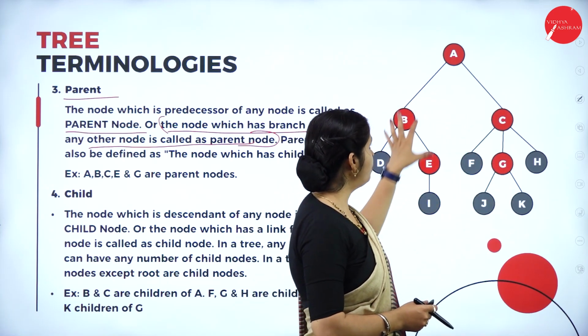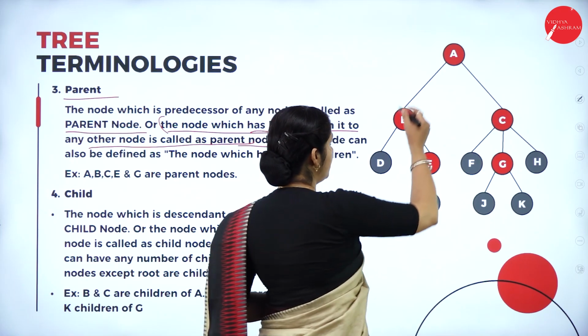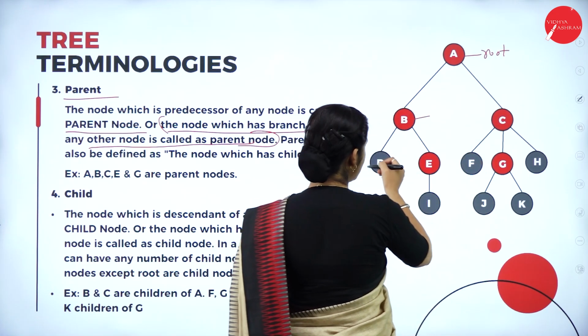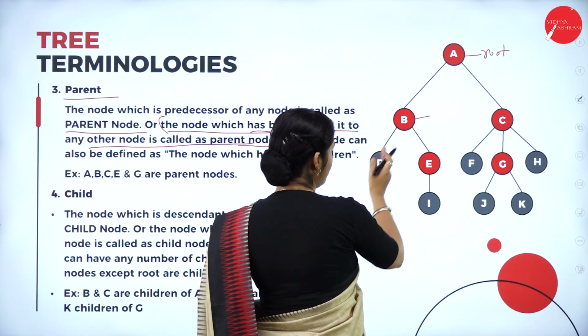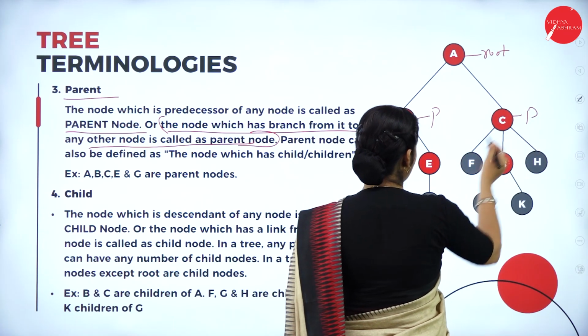In this particular example, which nodes can be the parent node? As mentioned, the root node can be a parent node, and node B, because it has children here. Some other nodes are connecting to it, so this can be a parent. C can be a parent.